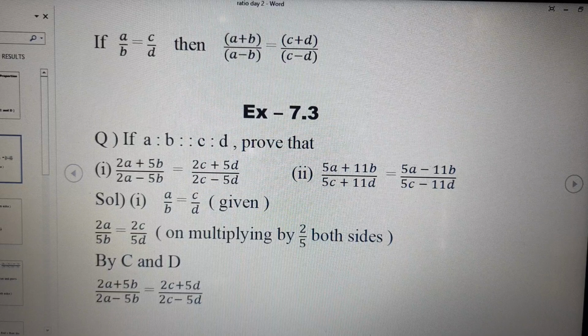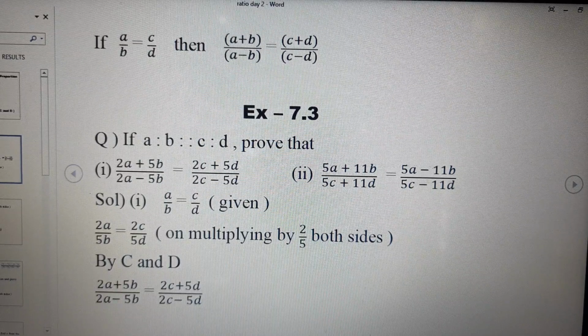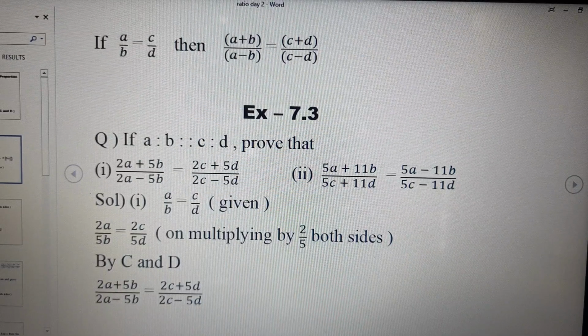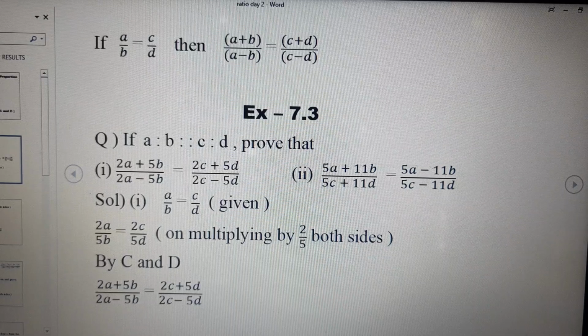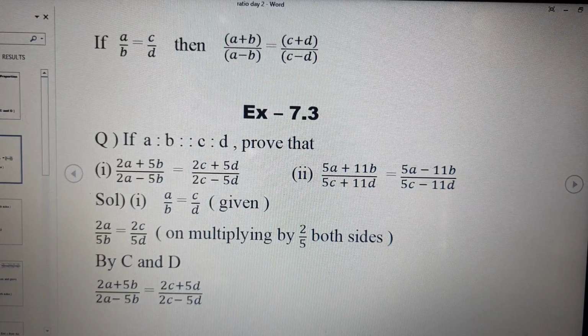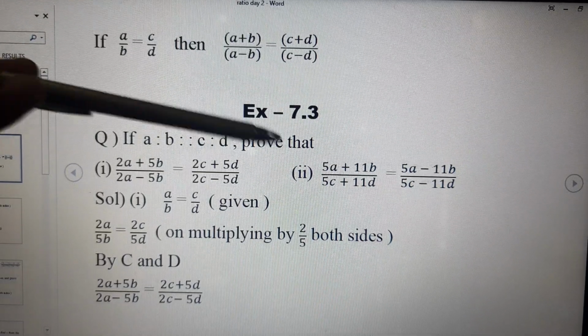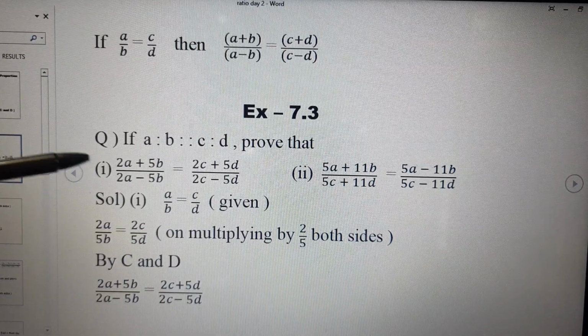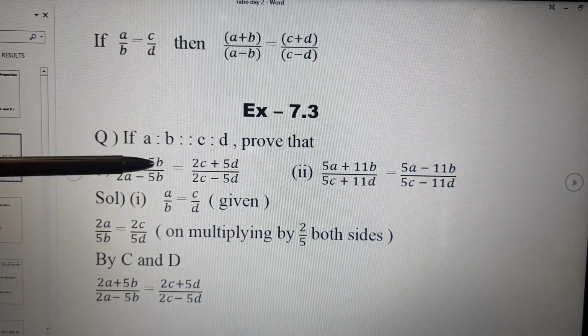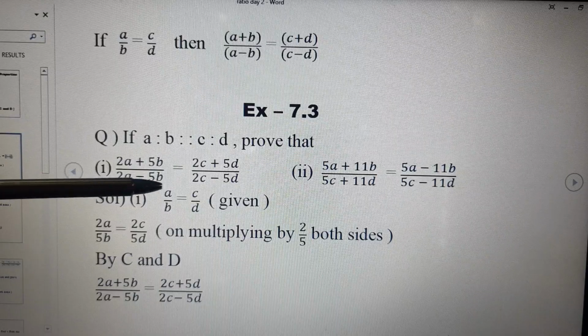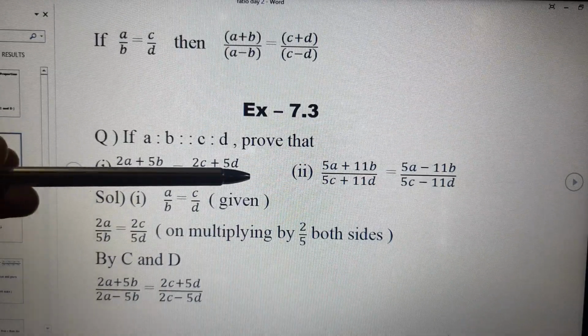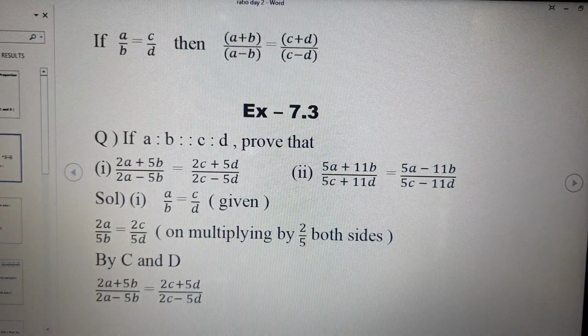Question says that if A is to B as C is to D, it means if A upon B is equal to C upon D, then we have to prove; there are two parts which we have to prove. We can see that it is 2A plus 5B upon 2A minus 5B equals 2C plus 5D upon 2C minus 5D.